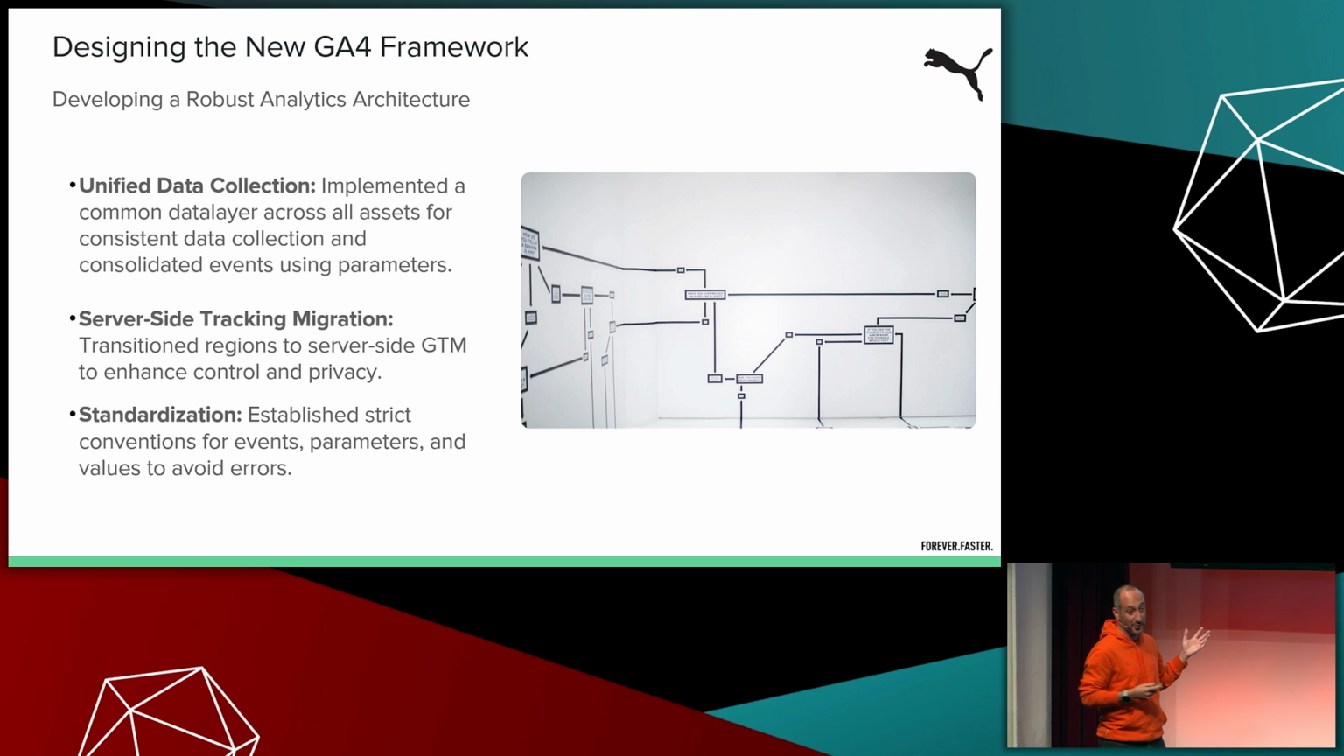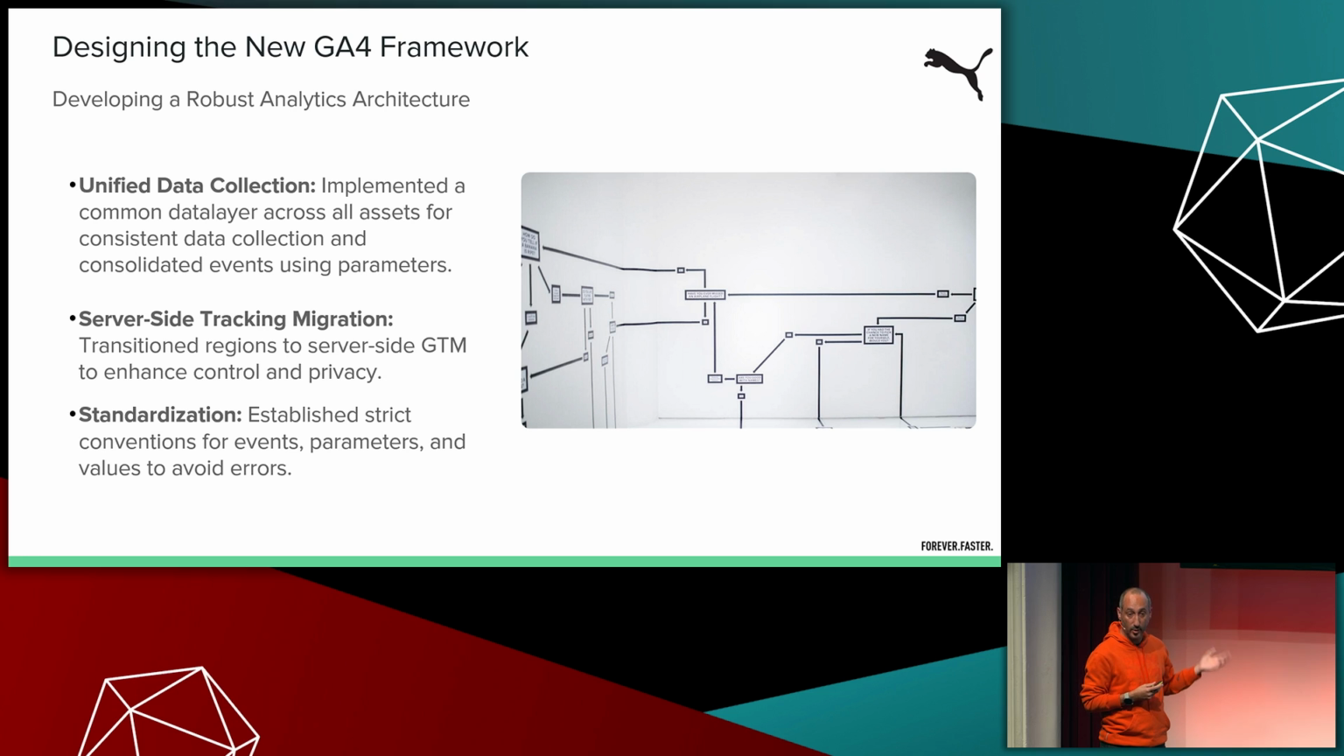Obviously, the elephant in the room is GA4. For this one, we had to do lots of work because it was GA3 and GA4 altogether. We implemented a common data layer for everything, for all the regions within the framework, using consolidated events with parameters instead of creating single events for each parameter, like a GA3 mindset. So we had to break that one.